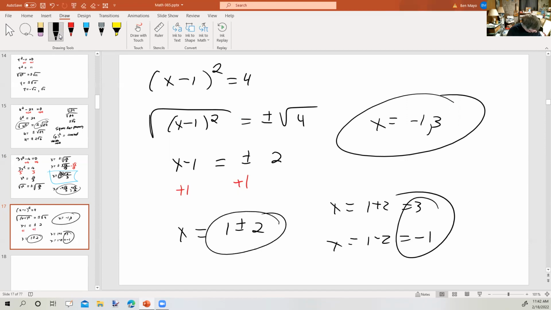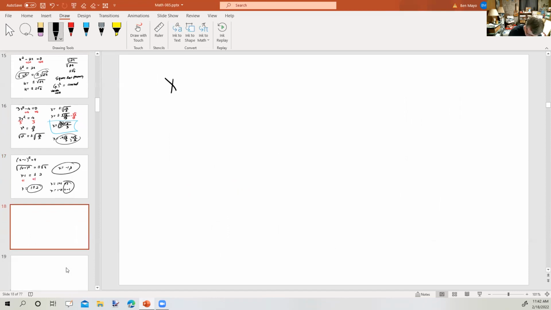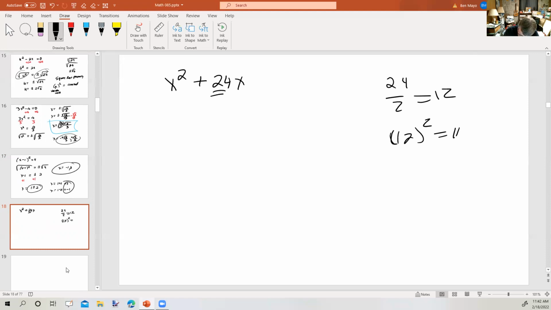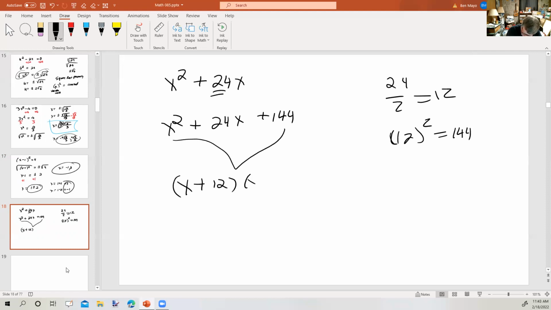Now, let's see here. So we're going to look at a problem, x squared plus 24x. It says complete the square and factor the resulting perfect square trinomial. What we need to do is take the coefficient of x, cut it in half, and then square it. Now, if I take that 144 and include it there, this is a perfect square trinomial, which factors into that, which then could be written like that.